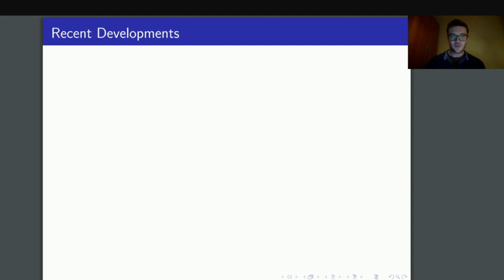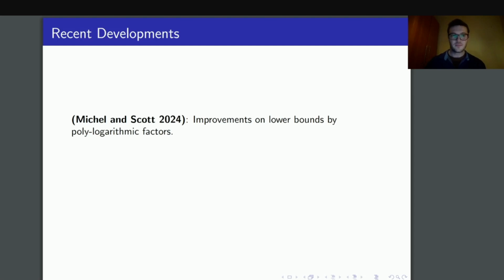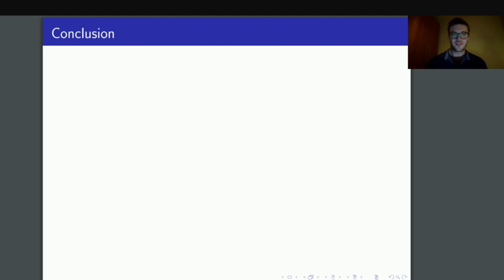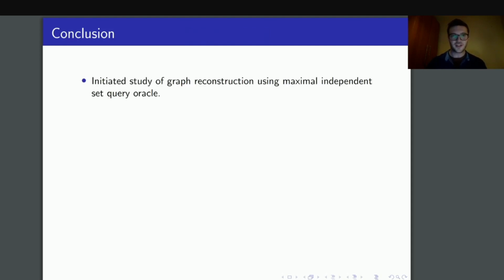Since uploading a preprint of our results to arXiv, Michael and Scott have offered improvement on our lower bound results by polylogarithmic factors. These results are presented on screen. They achieve this by identifying novel connections between cover-free families and what we described as delta query schemes. So to conclude this presentation, we have initiated the study of graph reconstruction using maximal independent set query oracles. This is a novel type of query, and there were no known results before this paper.